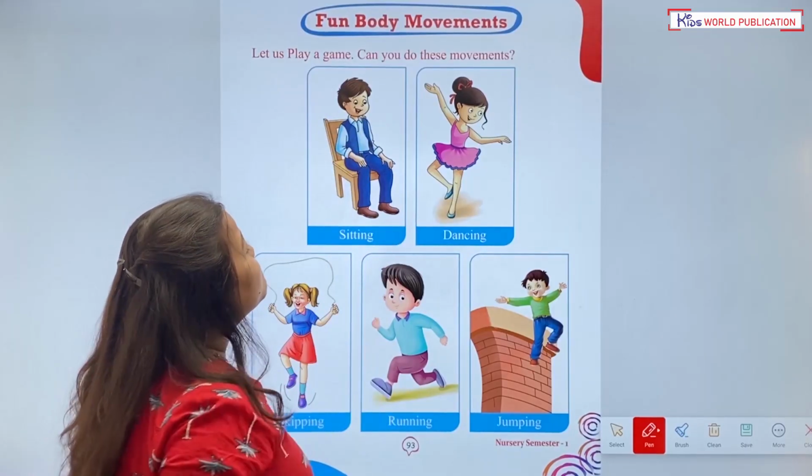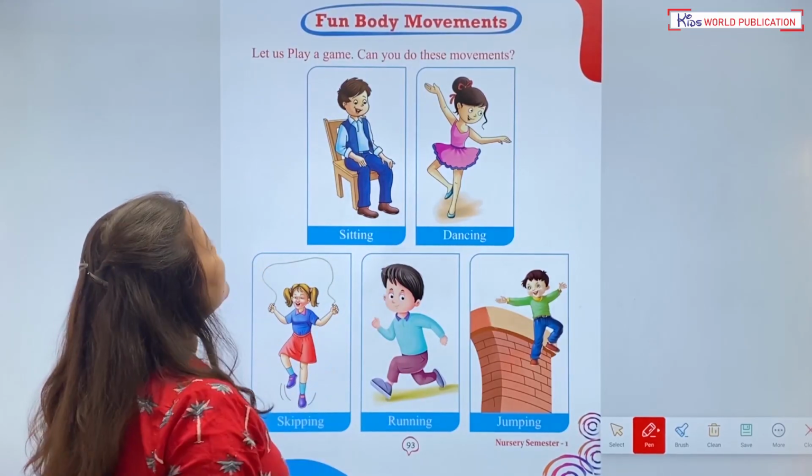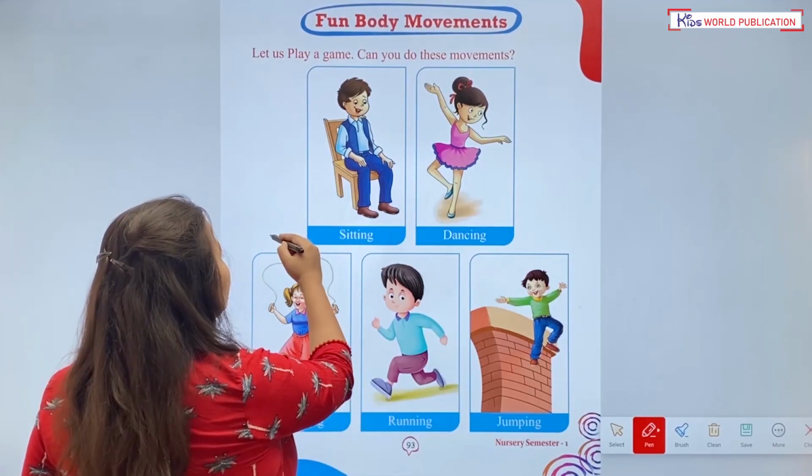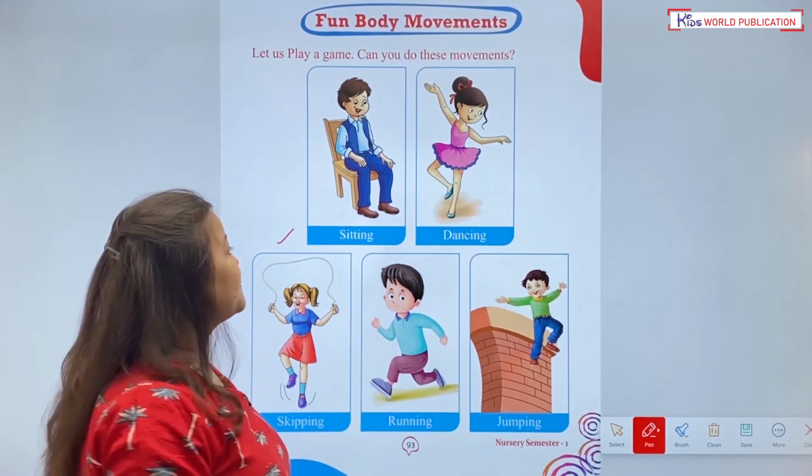Fun body movements. Let us play a game. Can you do these movements? So kids, we will learn some body movements.